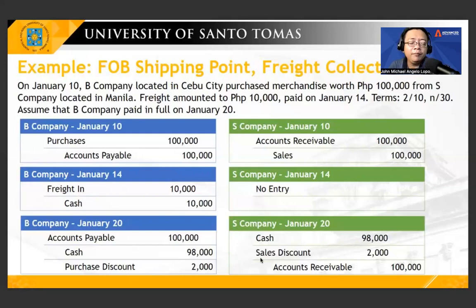So January 10, B company located in Cebu purchased merchandise worth 100,000 from S company located in Manila. Freight amounted to 10,000 paid on June 14. Terms 2/10, n/30. Assume that B paid in full. Sino ba si B? B is the buyer. Okay. So, B, of course, purchase, accounts payable. S naman si seller. Okay, walang problema.